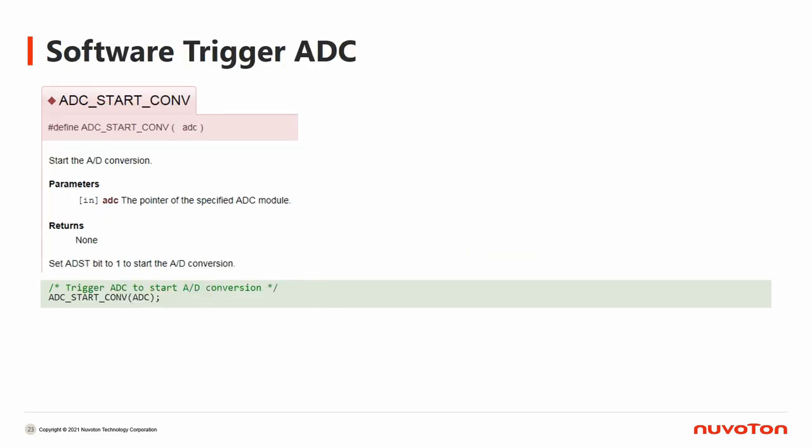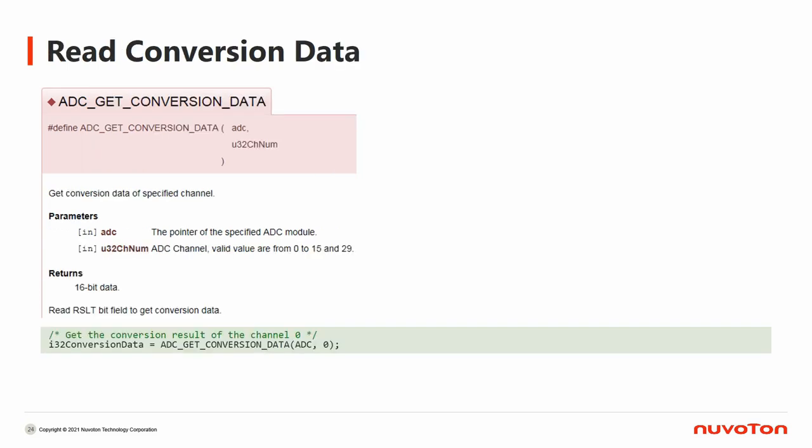We have also mentioned that the ADC can be triggered by software. However, how do we trigger the ADC by software? We can use ADC start CONV to do it. By calling this function, the ADST bit will be set to 1 and then trigger analog to digital conversion. After conversion, we can use the ADC get conversion data function to read conversion data from registers. In the example, it will get the conversion result of channel 0.